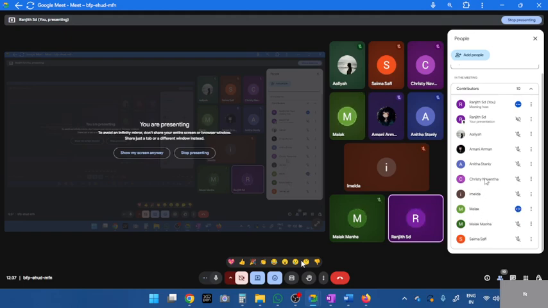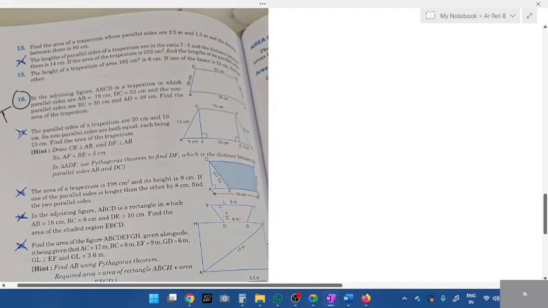1, 2, 3, 4, 5, 6, 7. 15th question. Look at the 15th. The height of the trapezium is given. See, let them give any question. First, you have to check what kind of quadrilateral this is. Rectangle, rhombus, trapezium. What is this? It's a trapezium, right? Yes.